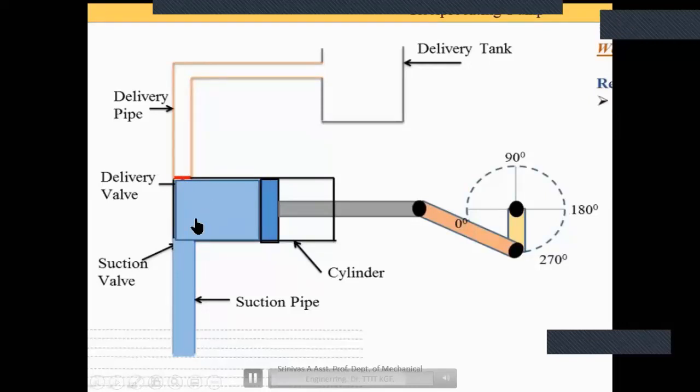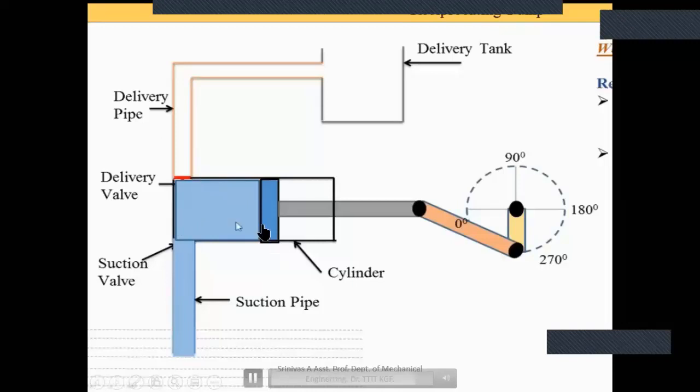the pressure is increased. When it moves from 180 to 270 degrees, the pressure is increased here. With this high pressure, the delivery valve is about to open. When it moves again, the suction valve closes completely and the delivery valve opens, and this water will be moved through the delivery pipe to the delivery tank with high pressure.